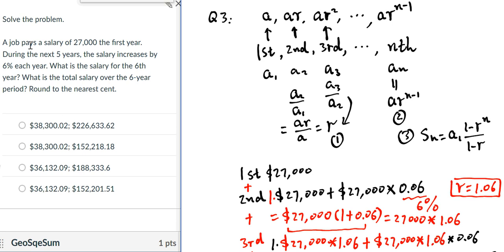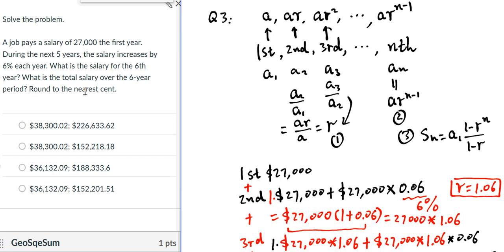This question says that a job pays a salary of 27,000 the first year. During the next 5 years, the salary increased by 6% each year. What is the salary for the 6th year? And what is the total salary over the 6-year period? We need to round to the nearest cent for our answers.